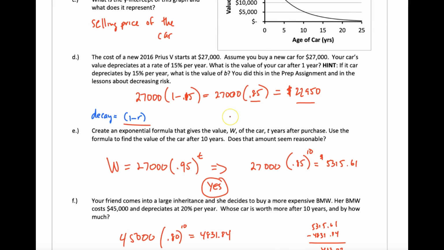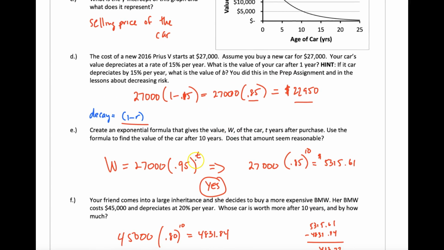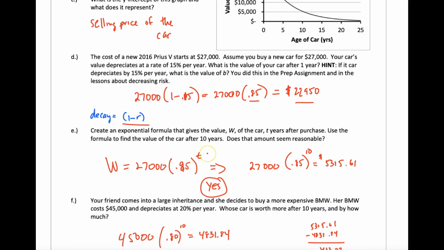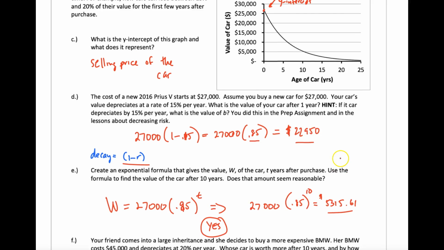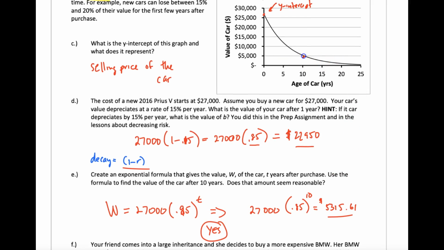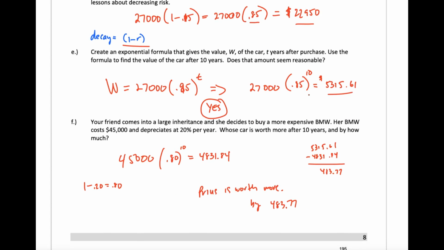And so looking at this situation here, what would the equation be? It's an 85. 27,000 times 0.85 raised to the power of t. Here is what it would be after 10 years. It seems reasonable, I guess, looking at the graph, 10 years, where we are with its value.